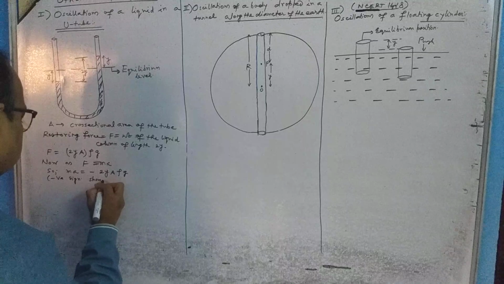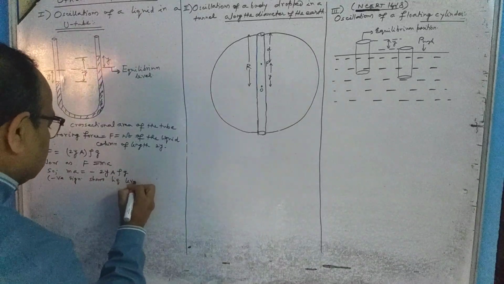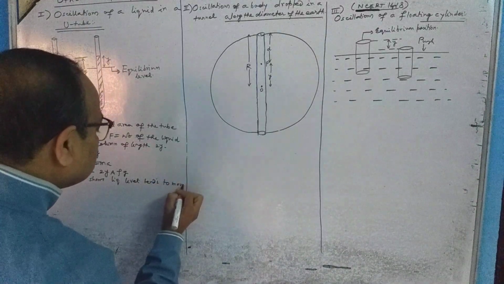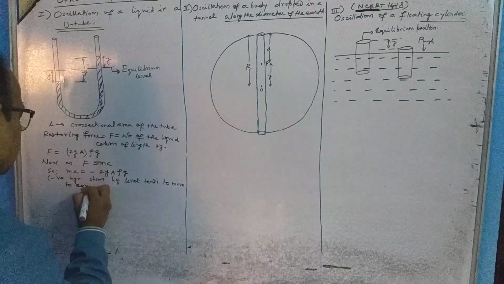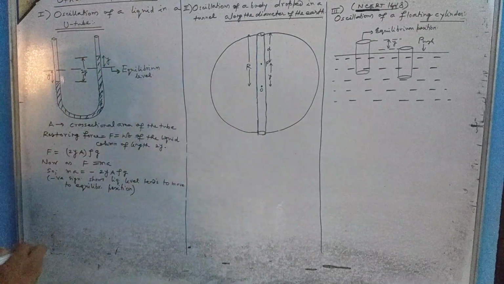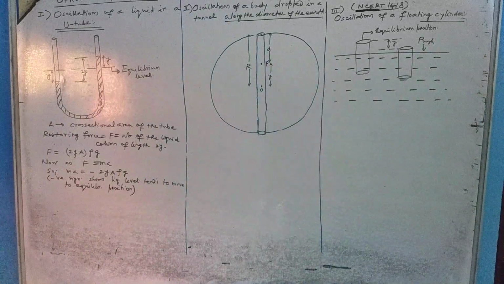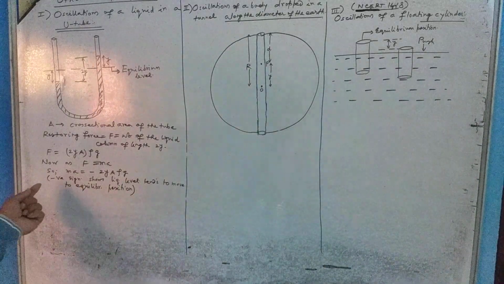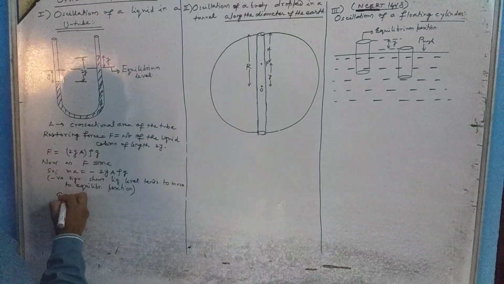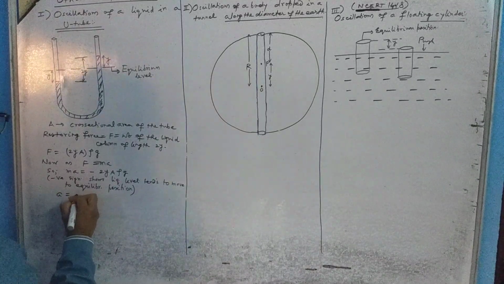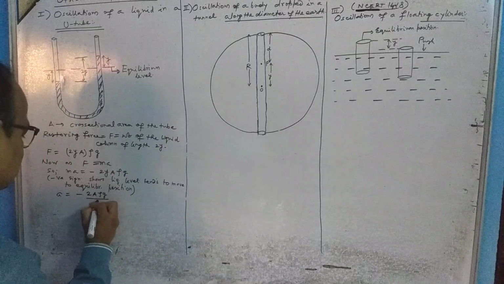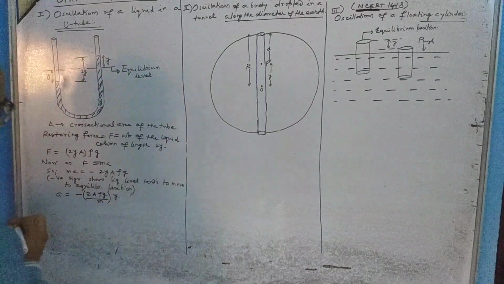negative sign shows the liquid level tends to move towards the equilibrium position. It wants to go toward its equilibrium position, so the negative sign is showing exactly that. Therefore I will write a is equal to minus twice A rho g by m, into y.